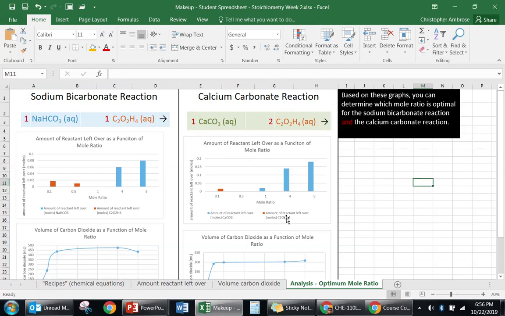So the goal here, the answer to this guiding question, what is the optimal mole ratio for a reaction? It's going to need an answer for this reaction and for this reaction right here. So that should do it. You should have enough information to start working on the investigation report this time.